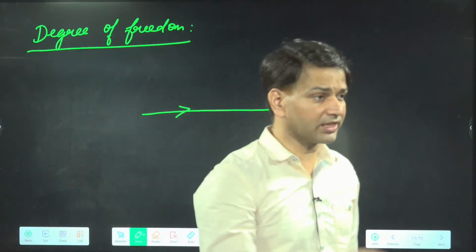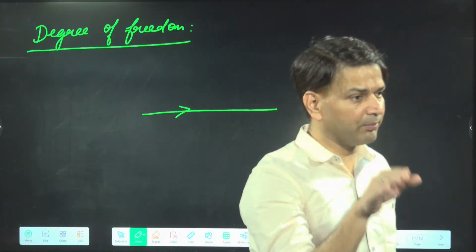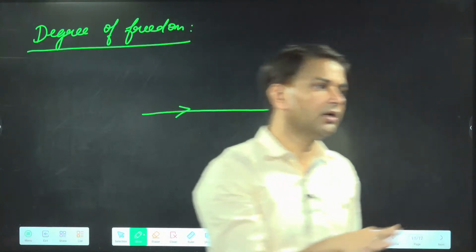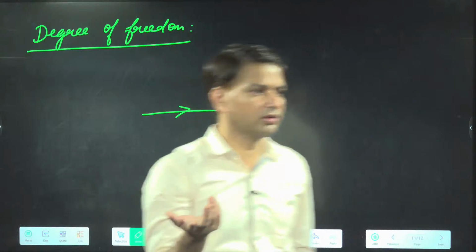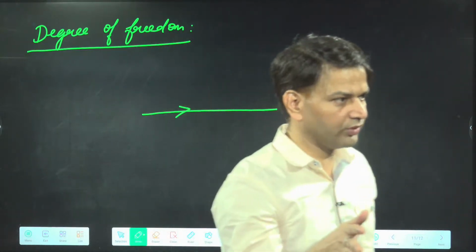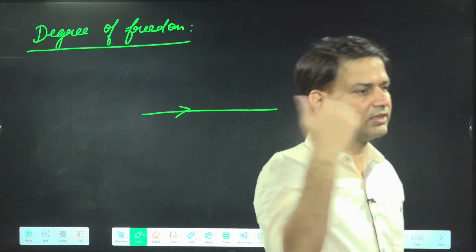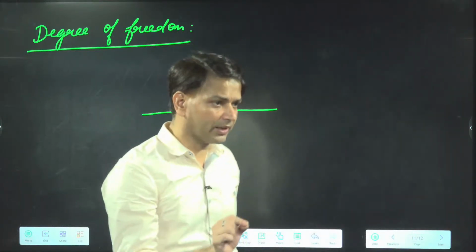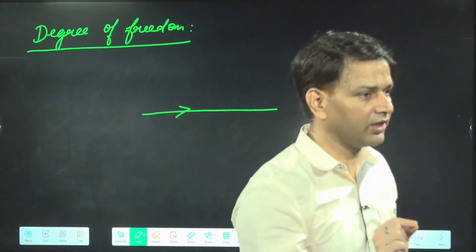So basically what is the degree of freedom? It is the number of independent way the molecule can possess energy or molecule can move or any object can move. It is the number of independent way the molecule can possess energy, or we can say in the terms of motion, molecule can have motion. Number of independent way the molecule can possess the energy. That is called the degree of freedom.